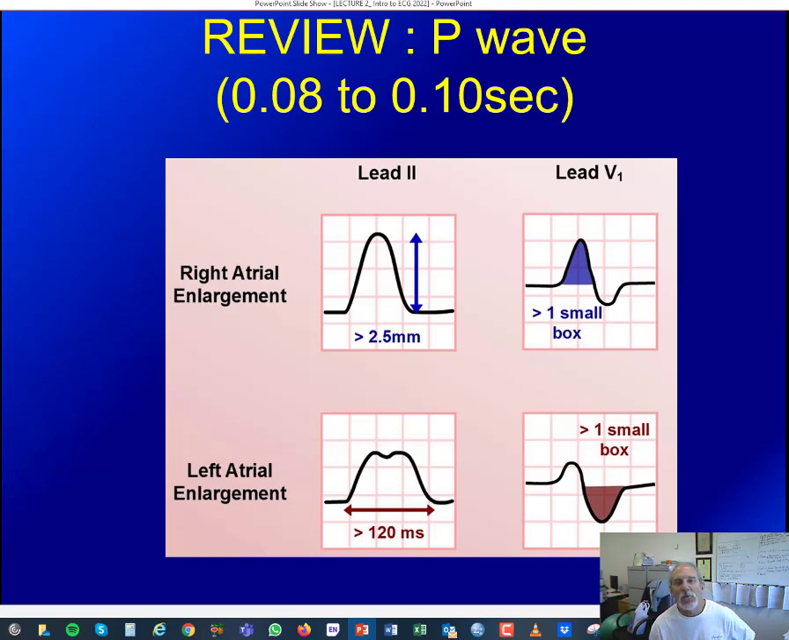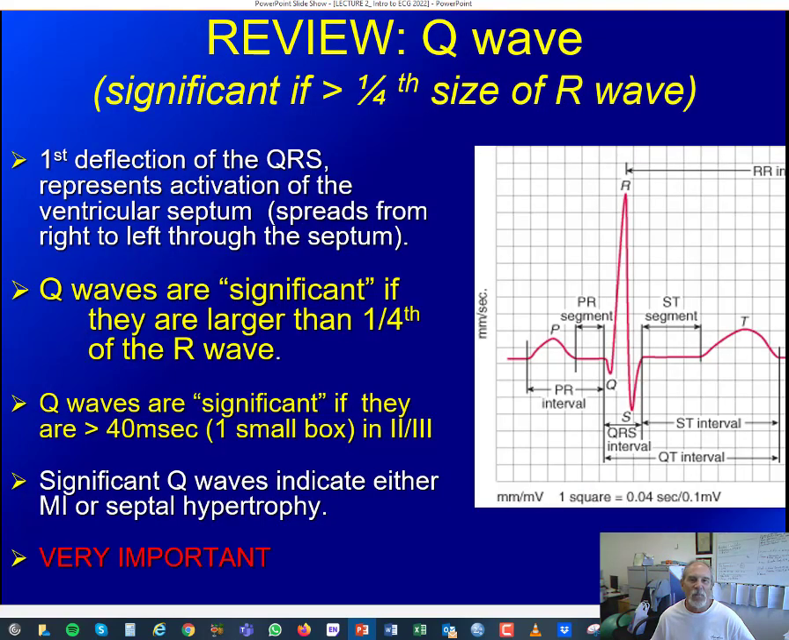So this gives you an example. You can see here right atrial enlargement. You can see how elevated it is in lead 2, and left atrial enlargement looks something different. On your exams, I won't ask you to differentiate between right or left, but you should be able to know if the P wave looks taller than it should be or wider than it should be.